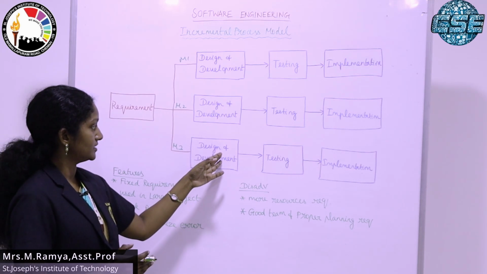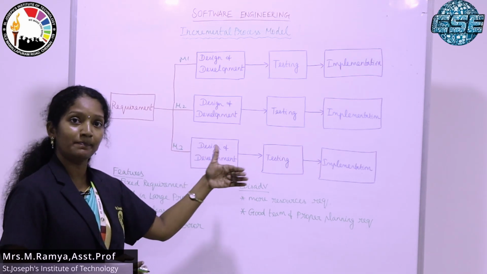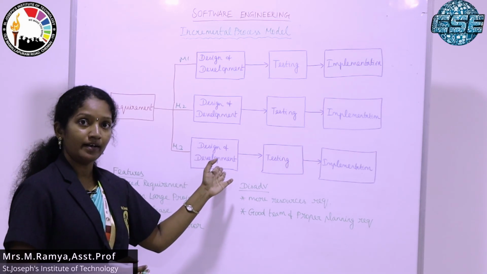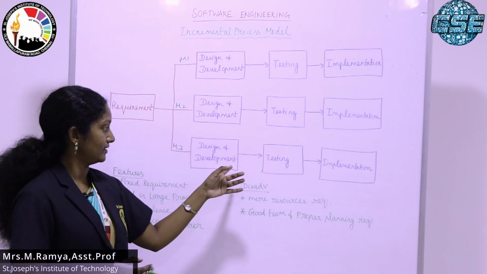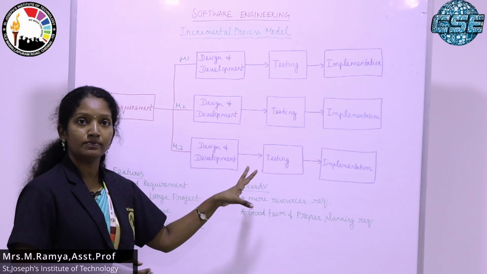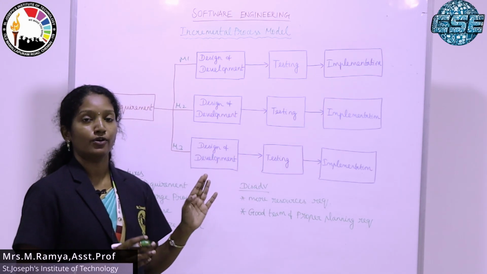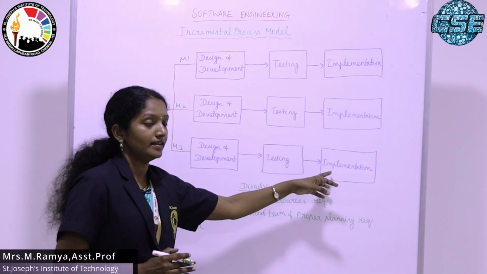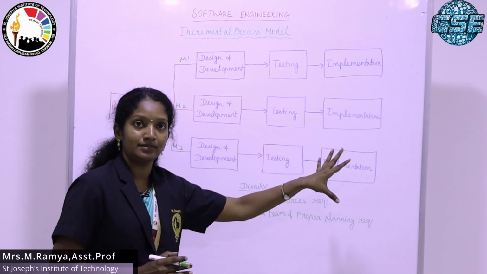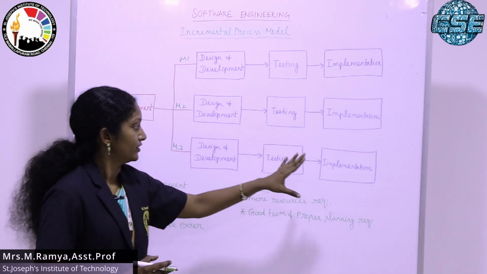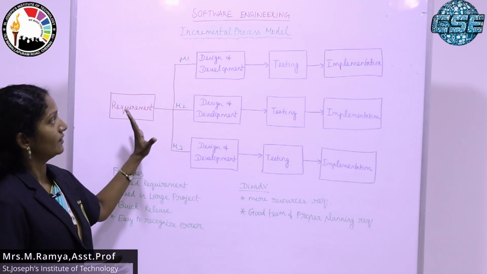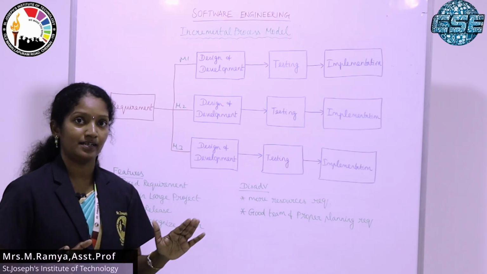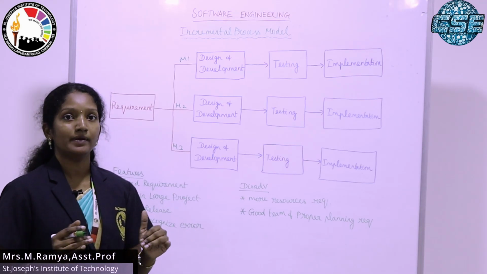Here the same process is repeated again. We are doing the design and development, that is nothing but the diagrammatic format and then coding, and after doing this we are doing the testing to see whether module 3 is working correctly or not. That is tested, and then the complete product of module 3 is created. So what happens here is we are implementing all the modules separately, and at last it will be combined together.